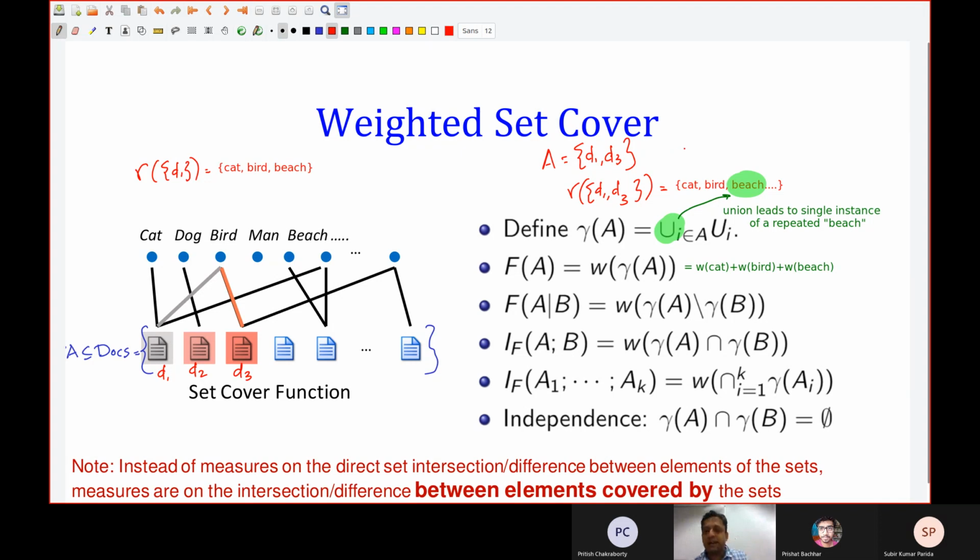And let's consider a particular B. Actually, we can only take B as D2 because the others are not named. So B is D2. And D2 covers dog as well, right? So f of A given B is the weight of not the documents, but the elements covered by those documents, the words covered by those documents. What will that turn out to be? So now what we'll have to do is take the weight of those covered by A and not covered by B. Right? So dog, oh dog, nobody covered, is it? D2 did not cover dog. So I'm a little at a loss. So I have to put some more edges here to make sense of this.